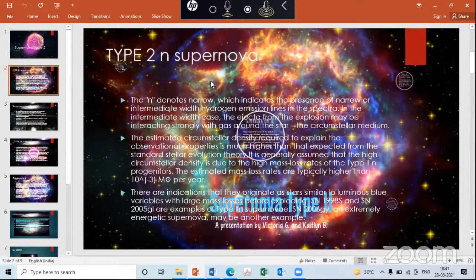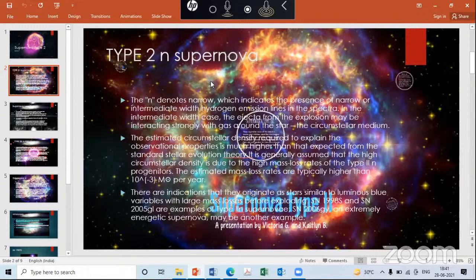First, let's talk about type 2N supernova. In type 2N supernova, N denotes narrow, which means narrow intermediate-width hydrogen emission lines are present in their spectra. The ejecta from the supernova will interact with the gas around the star to form circumstellar medium.